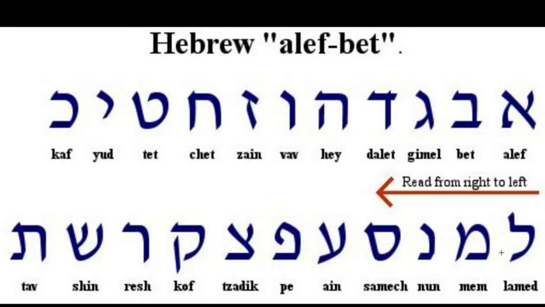So this is a Lamed. A Lamed always makes an L sound. It's the only letter that stands above all the other letters, okay? This is a Mem. This is a Nun. A Nun always makes an N sound, like Noah. This is a Samech. Samech always makes an S sound, a soft S, like a snake.